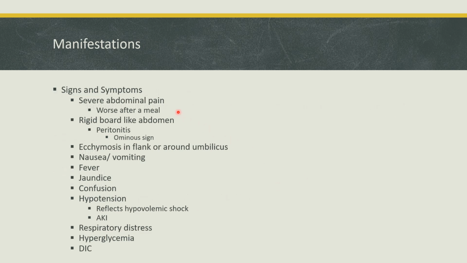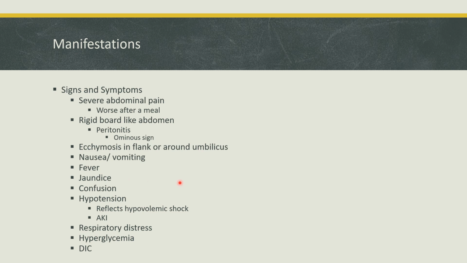Signs and symptoms: severe abdominal pain is worse after a meal, right? Because we eat, it's going to release more enzymes. These enzymes are also leaking around our pancreatic area. Peritonitis. If we have peritonitis, this is an ominous sign. This means we have some pretty significant pancreatitis. We'll have bruising around the umbilicus and around their flanks, so it looks like a belt of bruising. Also an ominous sign. Nausea, vomiting, fever.